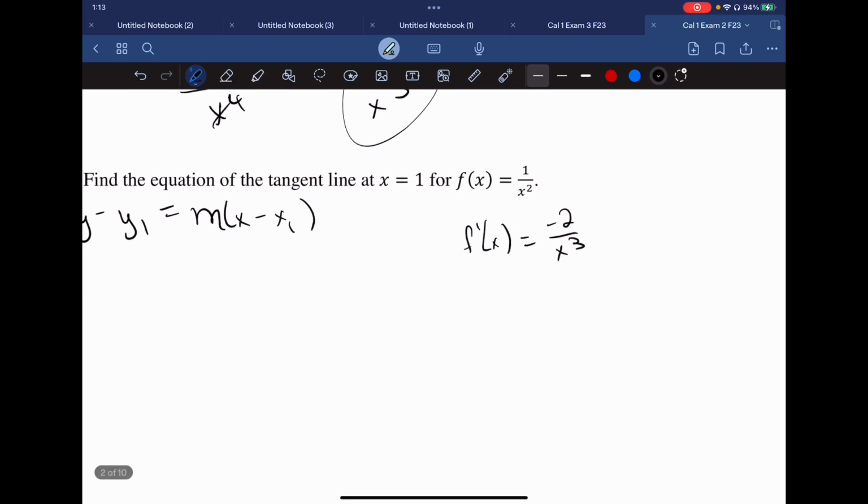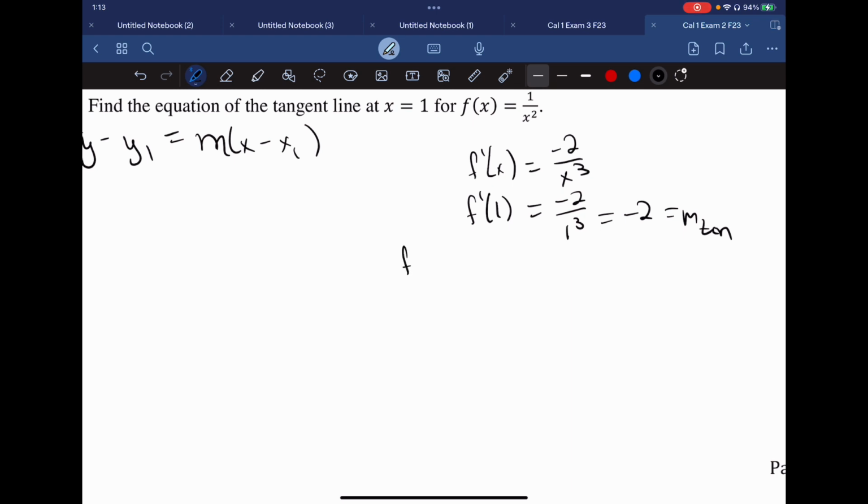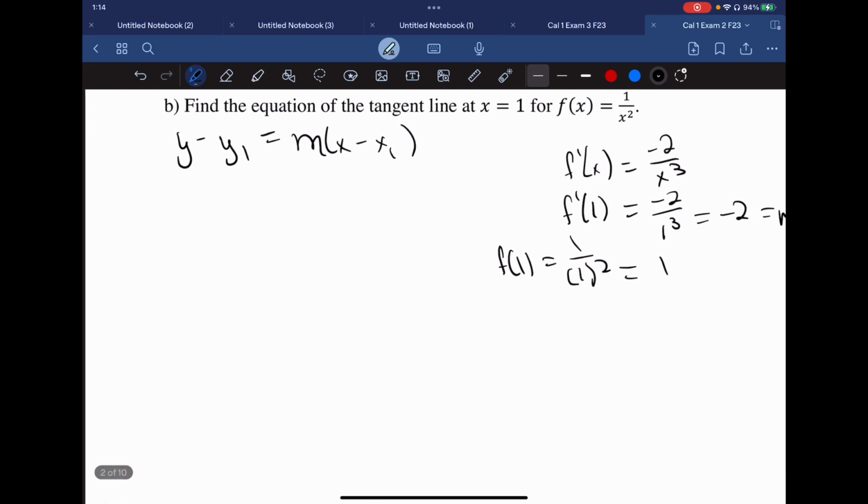So now let's plug in 1 to see what our slope is. Our slope is just going to be negative 2. So this is the slope of the tangent line, right? And then to find the y value, you just plug it into the original equation. And that equals 1. So now we have everything.